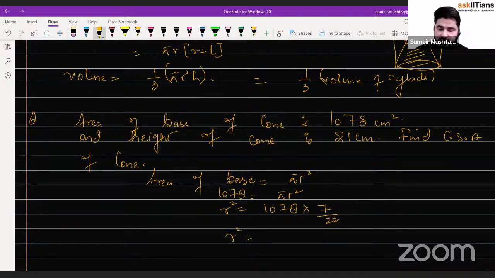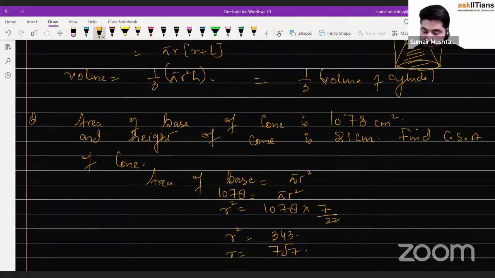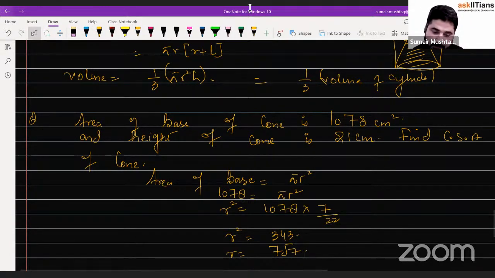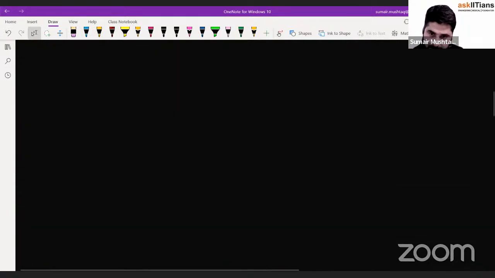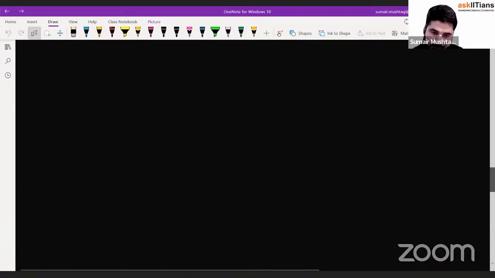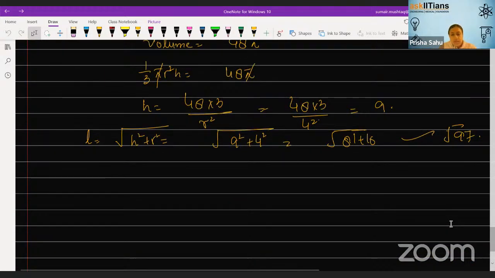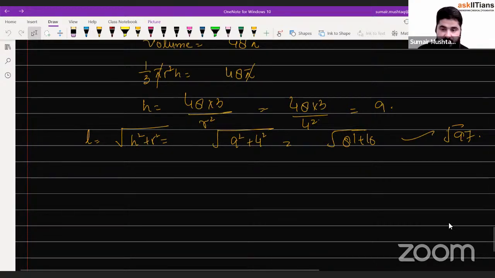r square will be equal to 343. So r will be equal to 7 root 7. Okay, good. Now, what do you need to find? The slant height. Why? Because we need it in the CSA.